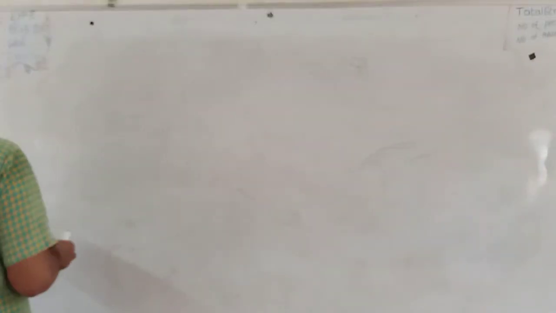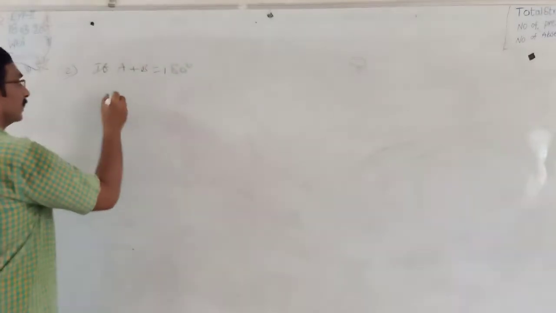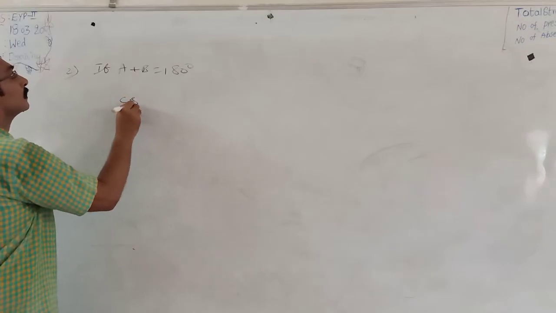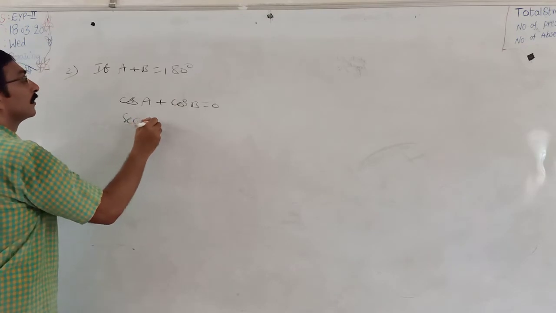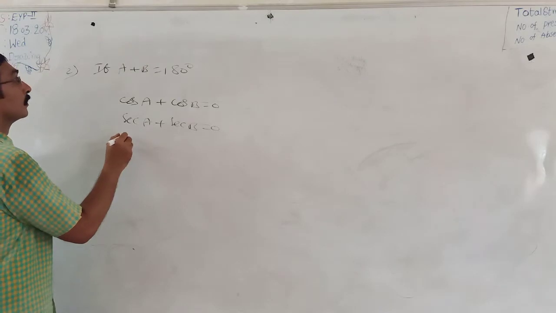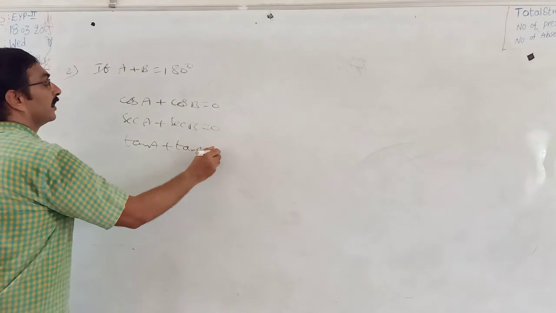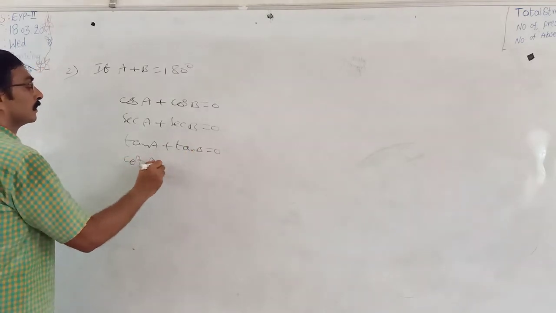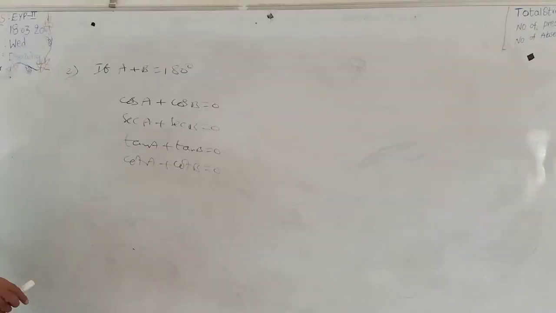Second standard result: if a plus b equals 180 degrees, then cos a plus cos b equals 0. Therefore, secant a plus secant b is also 0. Tan a plus tan b has value 0. Cot a plus cot b has value 0.